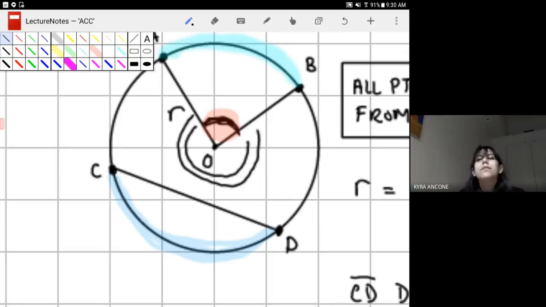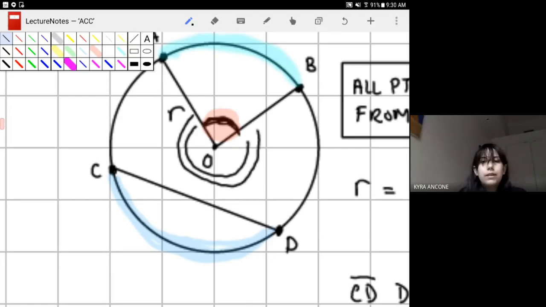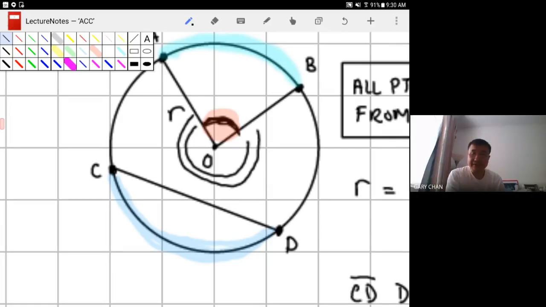Because it isn't the diameter, CD is not the diameter. The length of CD is going to be shorter than the diameter, right? So the angle that we're dealing with here, intercepted by that, is the arc measure of CD. It has to be less than 180.